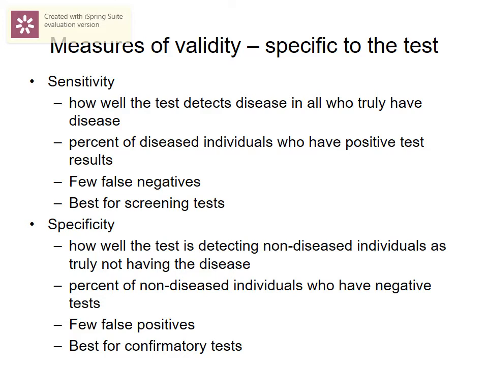Specificity, on the other hand, tells us how well the test is at detecting non-diseased individuals as not having the disease. So no false positives. We also might say the percent of non-diseased individuals who have a negative test. So if you think about this, somebody had a screening test, it was highly sensitive, and they had a positive result. We would need to confirm that result frequently, and we would want to have a test that we know would be specific and not give us false positives. So a high specificity is good for confirmatory tests.